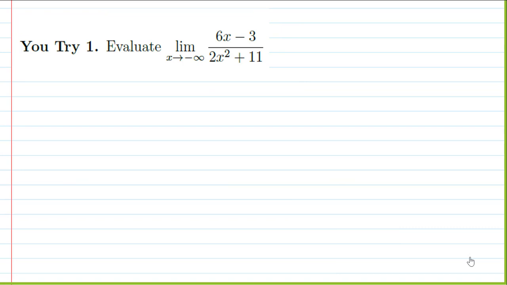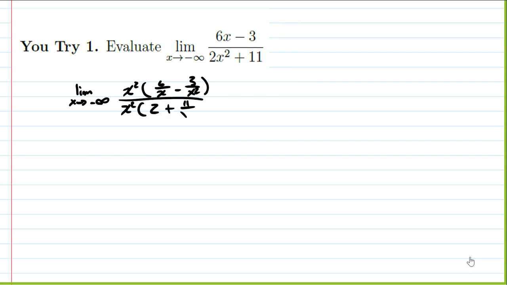All right, so let's resolve this. So we factor out an x squared from each of these. So I have x squared, and that leaves me with a 6 over x minus 3 over x squared. Divided by, take out an x squared, I get 2 plus 11 over x squared.